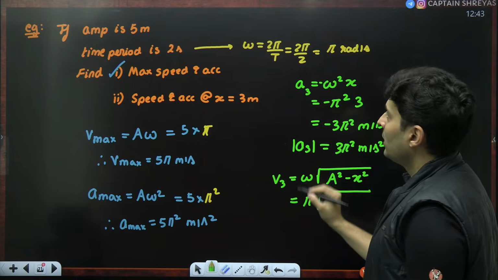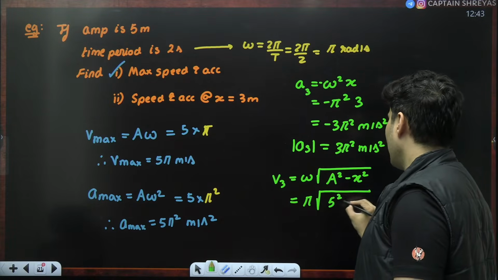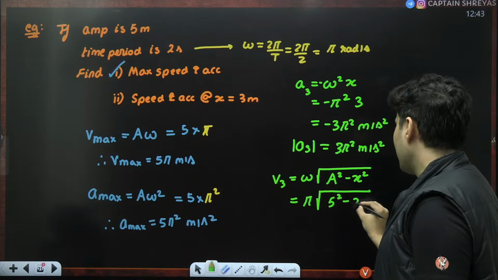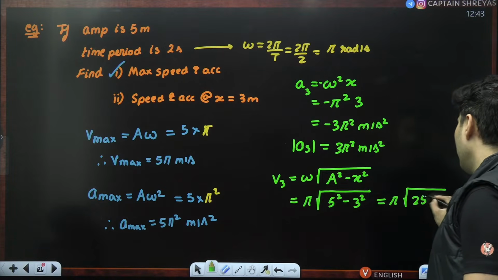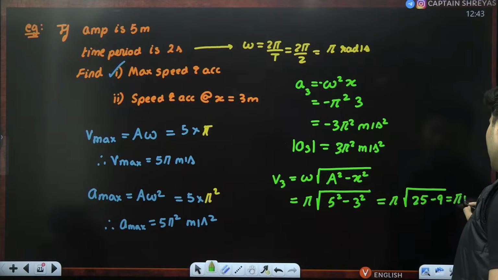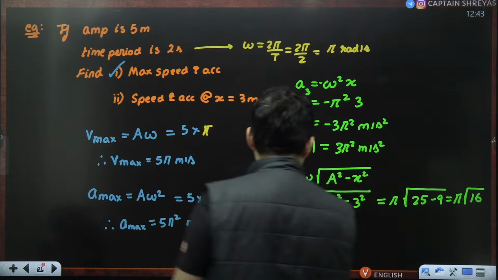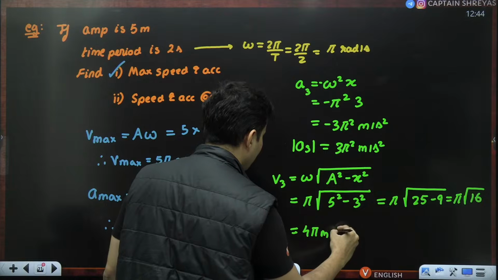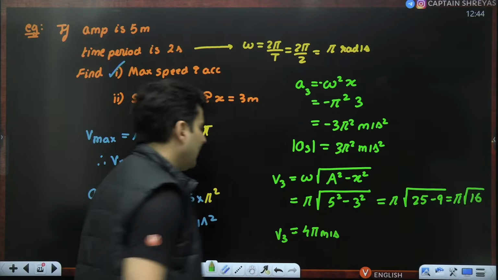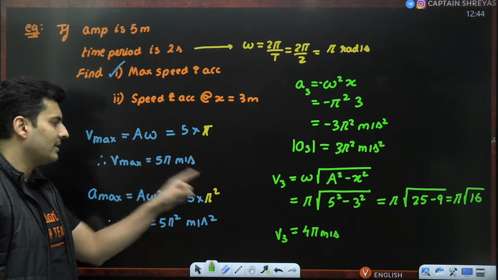A, do I know? Yes, it is basically 5. X, do I know? Yes, it is basically 3. So this will become pi into 5 square is 25 minus 9, which is 16. 16's root is 4. So it will become 4 pi meters per second. That's your speed at 3 meters, which is definitely less than 5 pi.